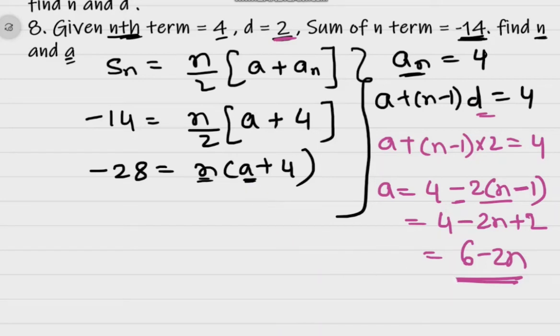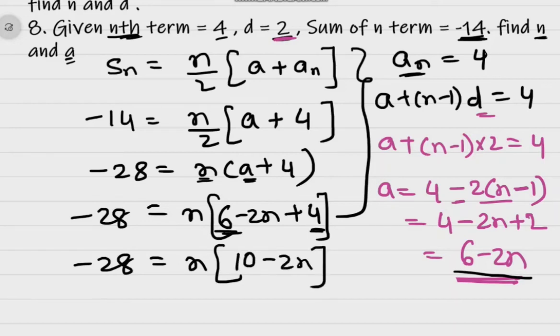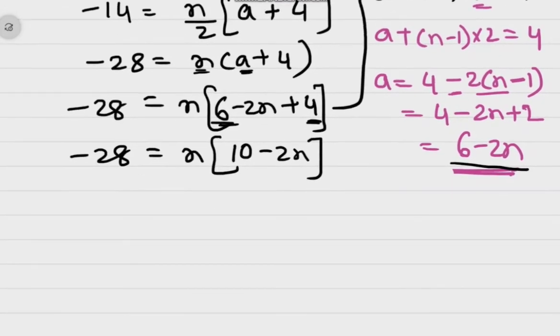So what will you get? You will get minus 28 equal to n into, in place of a you will put 6 minus 2n, 6 minus 2n plus 4. Okay. So minus 28 will be equal to n into 6 plus 4 is 10. So 10 minus 2n. Okay children. Now let's move forward. Now here you can see that minus 28 will be equal to 10n minus 2n square. 2n into n is 2n square.